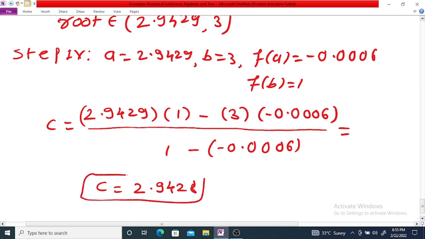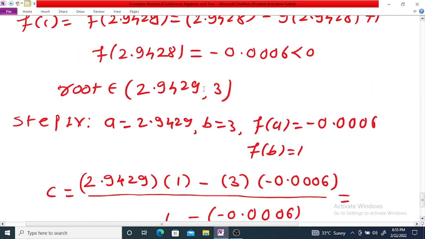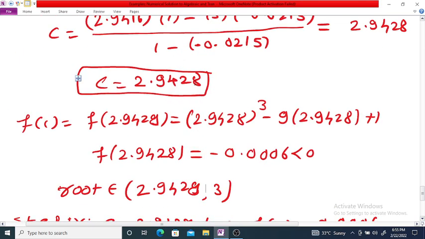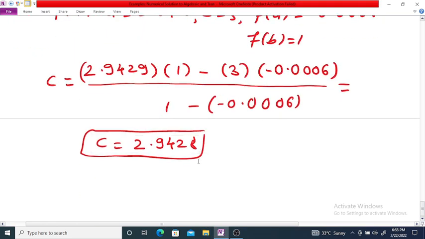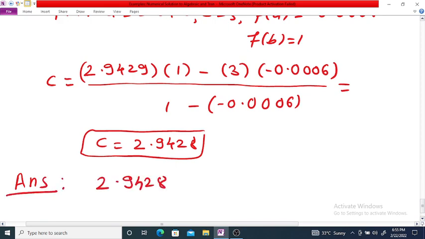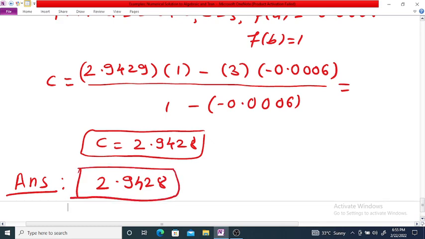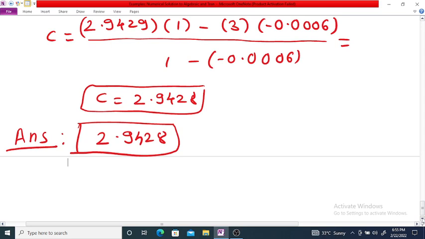Now you can see here 2.9428. What is the value of c here? 2.9428 in the last iteration, and here it is also 2.9428. That is, these two roots agree up to 4 decimal places. So the answer is 2.9428. This is the value of x which satisfies the given equation. Now, next example number 3.